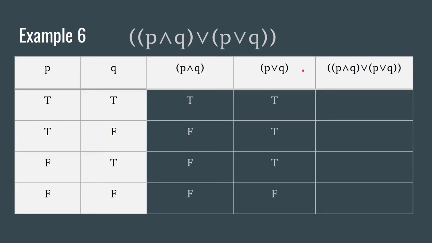Finally, we're ready to put these two together and apply the truth table for disjunction to these two columns. And we know again that the disjunction is false only when both of the disjuncts are false. That happens only here. So we're going to have trues all the way down except false here.